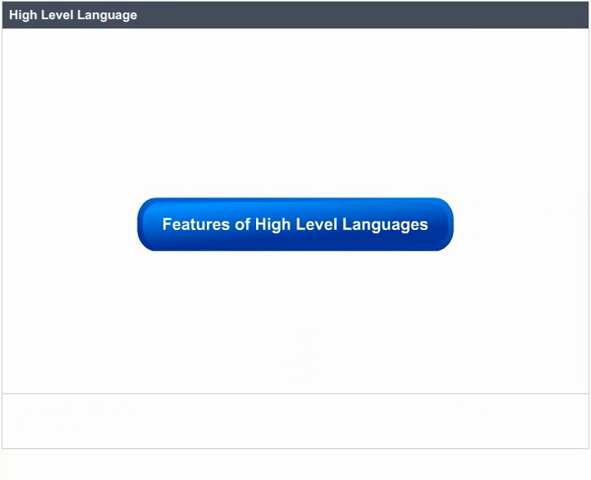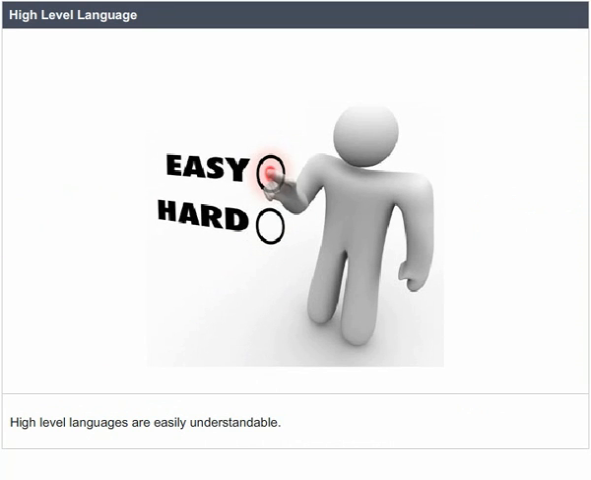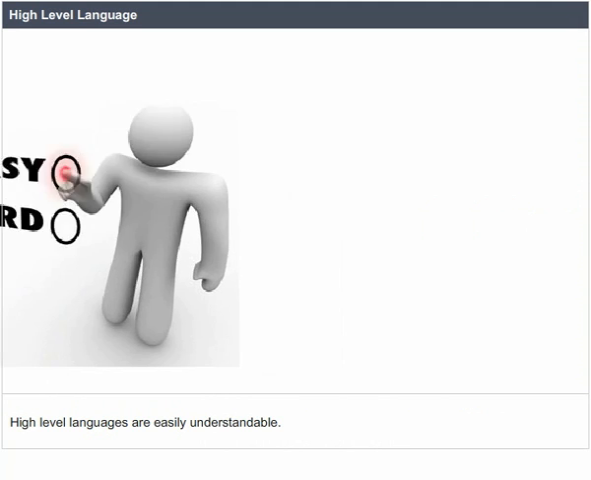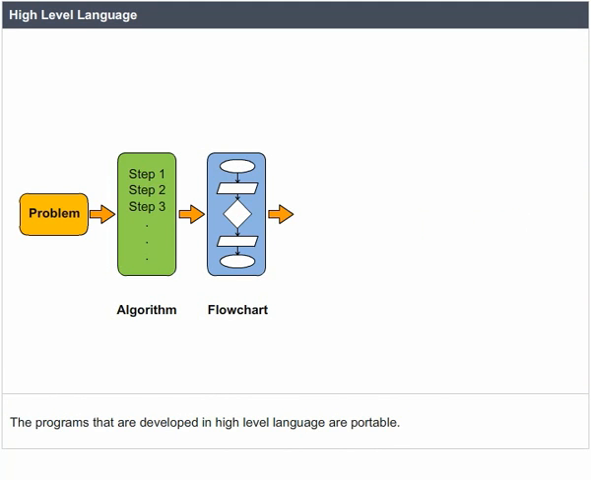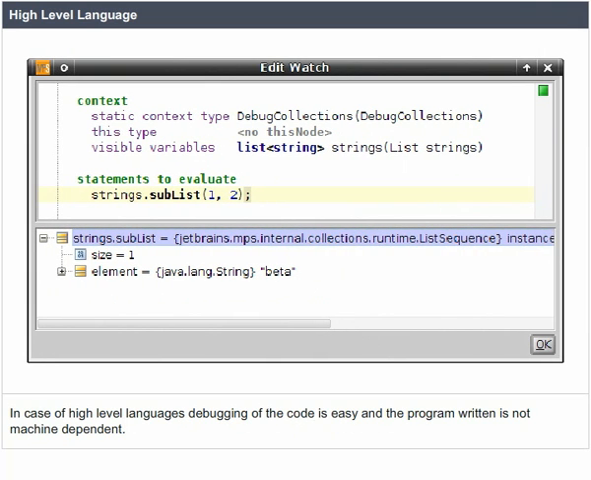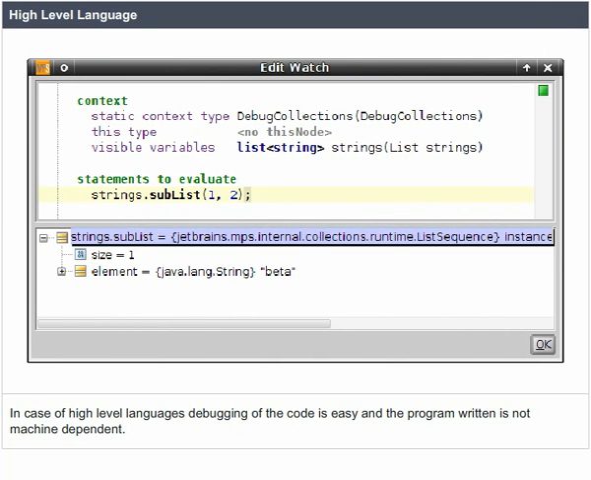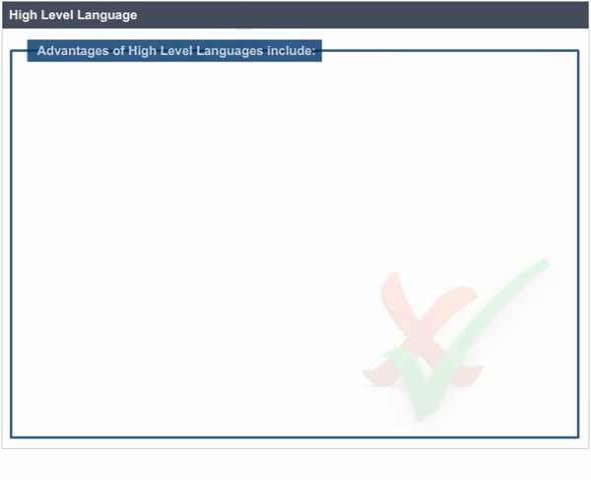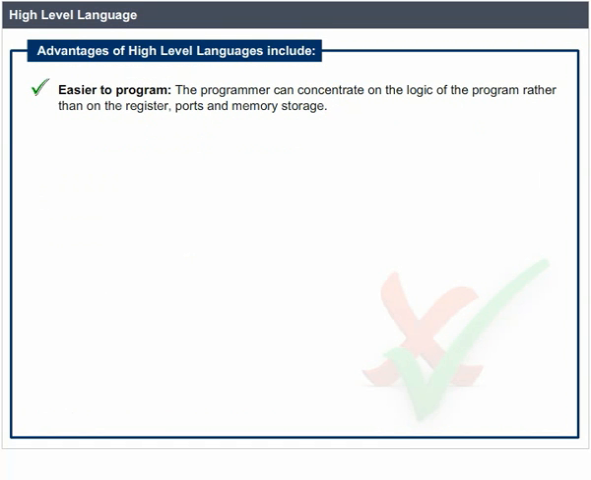Features of high-level languages. High-level languages are easily understandable. The programs that are developed in high-level language are portable. In case of high-level languages, debugging of the code is easy and the program written is not machine-dependent. Advantages of high-level languages include: easier to program. The programmer can concentrate on the logic of the program rather than on the registers, ports, and memory storage.